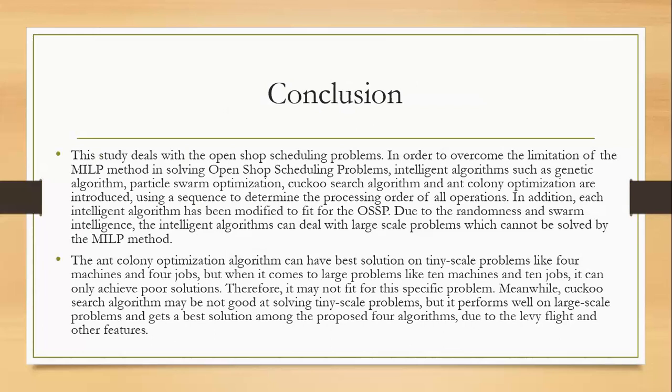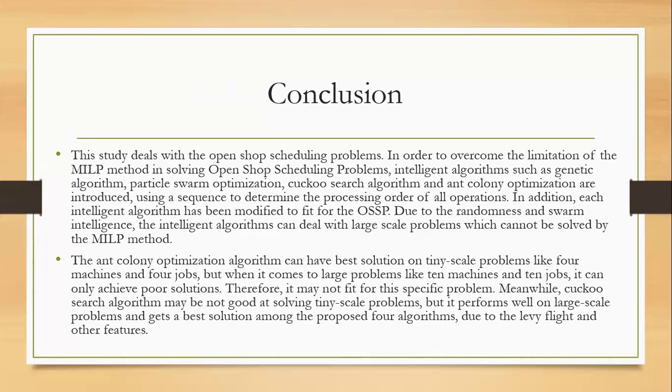This study deals with the open shop scheduling problems in order to overcome the limitation of the MILP method in solving open shop scheduling problems. Intelligent algorithms such as genetic algorithm, particle swarm optimization, cuckoo search algorithm, and ant colony optimization are introduced using a sequence to determine the processing order of all operations. In addition, each intelligent algorithm has been modified to fit the OSSP.